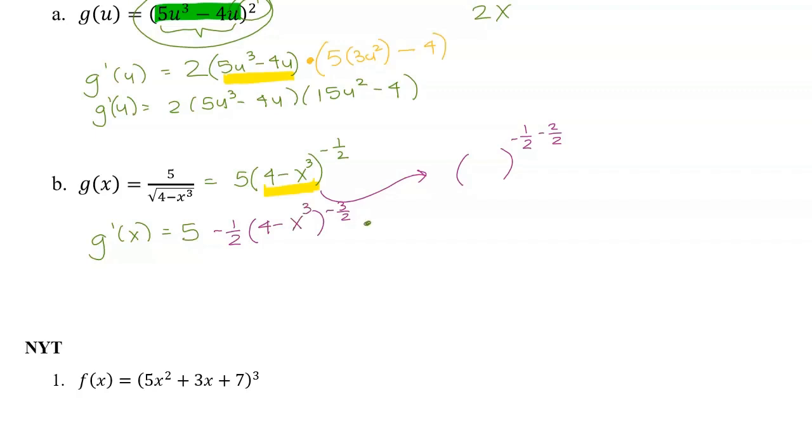Then I need to multiply by the derivative of the inside. Well, the derivative of 4 is 0. Then I have a negative, and then the derivative of x cubed, which is 3x squared. So I'm going to leave it just like that.